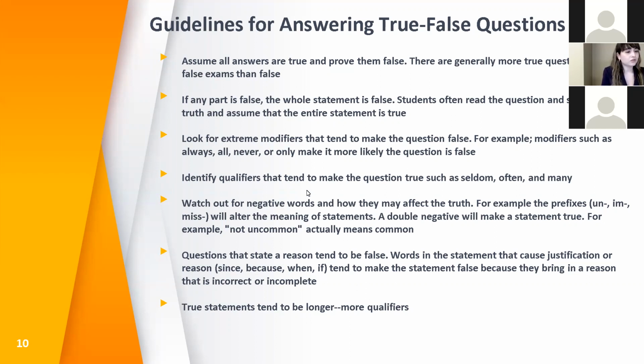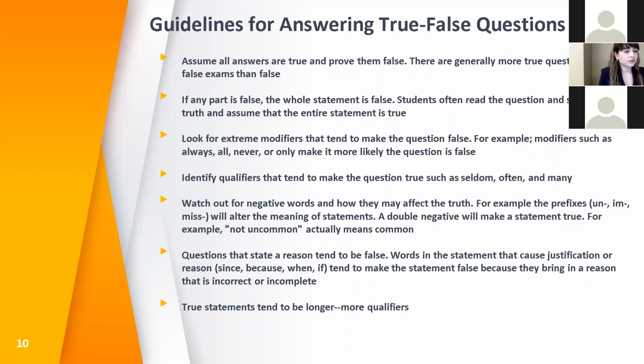Watch out for negative words and how they might affect the truth. For example, the prefixes un, im, and mis will alter the meaning of statements. So a double negative will make a statement true. For example, not uncommon actually means common.